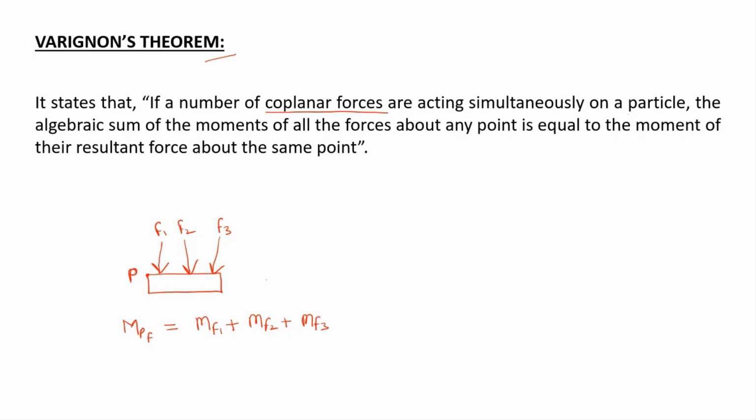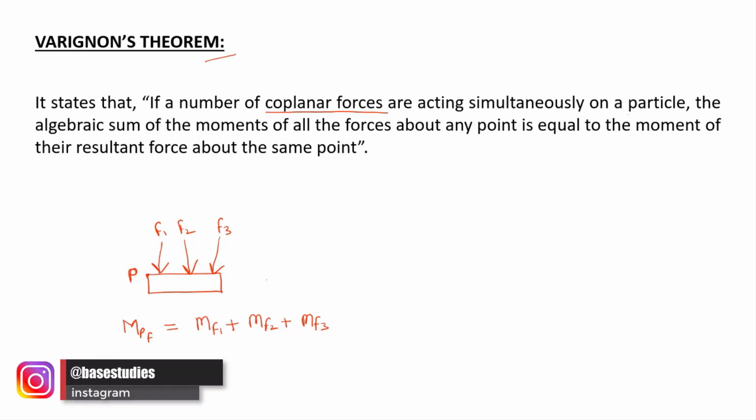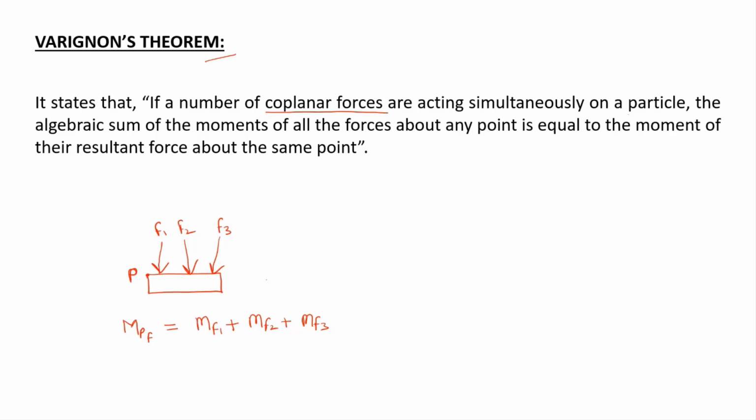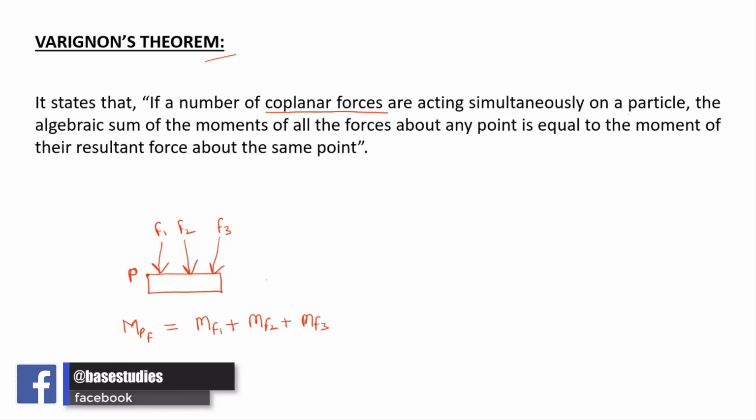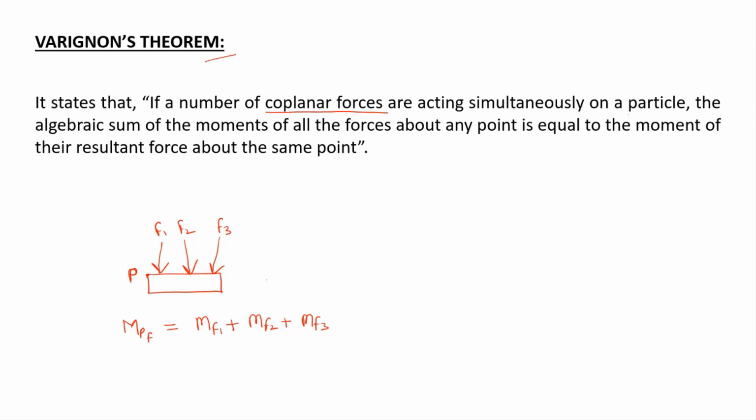Now the moment at point P due to this force system is the algebraic sum of the moments of all the forces, that is F1, F2, F3 about the point P. Now let us eliminate this whole force system and substitute it by the resultant of this force system. Again we take the same body, and let us say this is the resultant force of this force system and this is the point P.